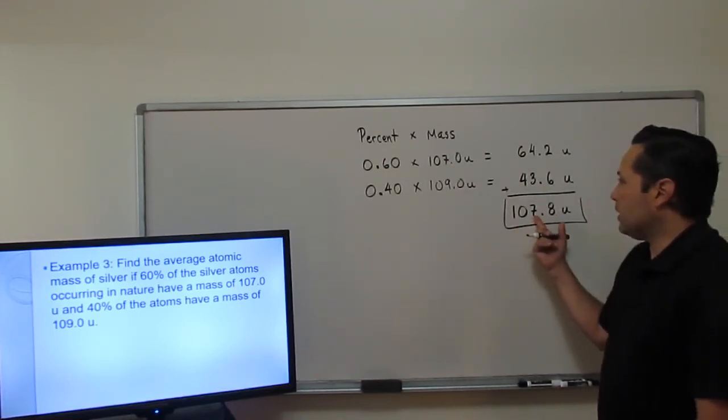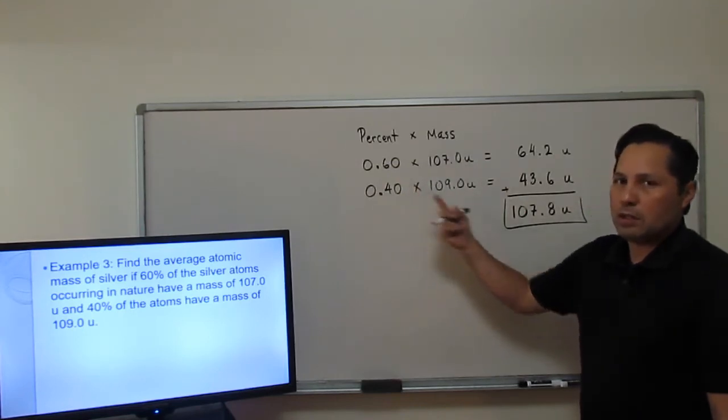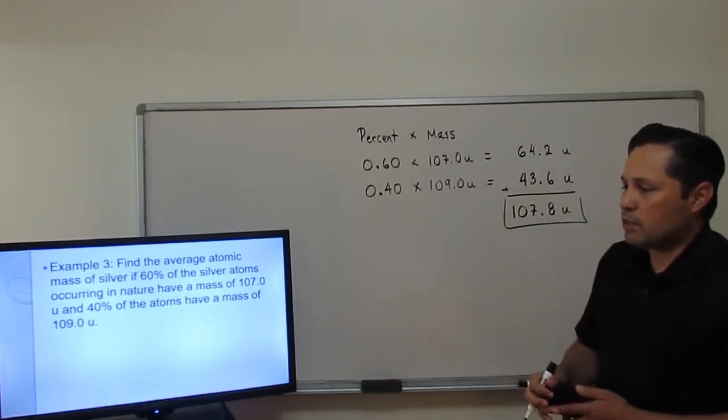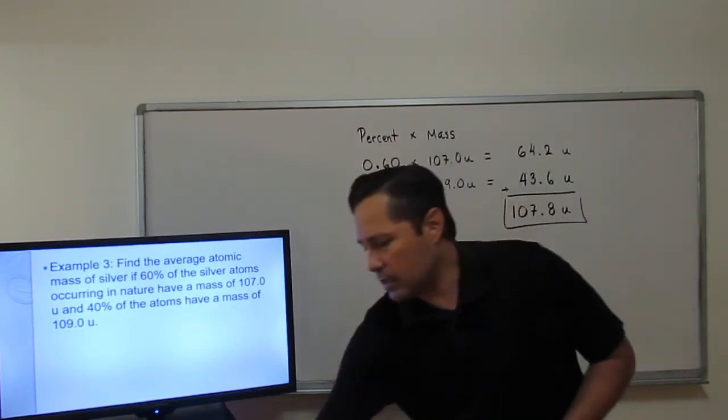Notice that this one's slightly closer to the 107 because there is more of the 107 than there is the 109. Alright, so that is our first example for average atomic mass. We're going to go ahead and take a look at a second example.